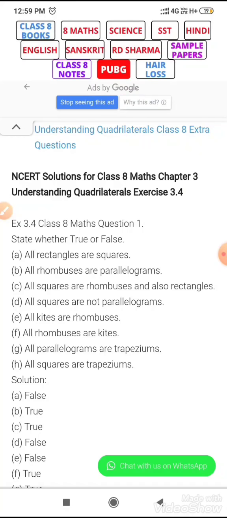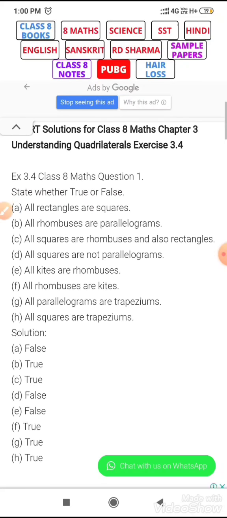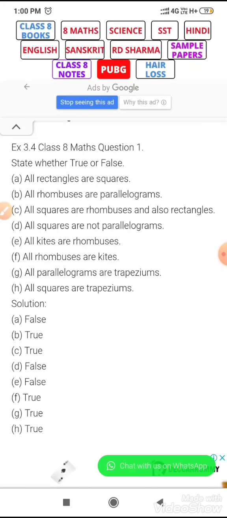B part is all the rhombuses are parallelograms. It is true. A rhombus has all the properties of a parallelogram, so all rhombuses are parallelograms. C part is all the squares are rhombuses and also rectangles. It is also true because a square has the properties of the rhombus and also of the rectangle. D part is all the squares are not parallelograms, and it is false. Square is a kind of parallelogram.